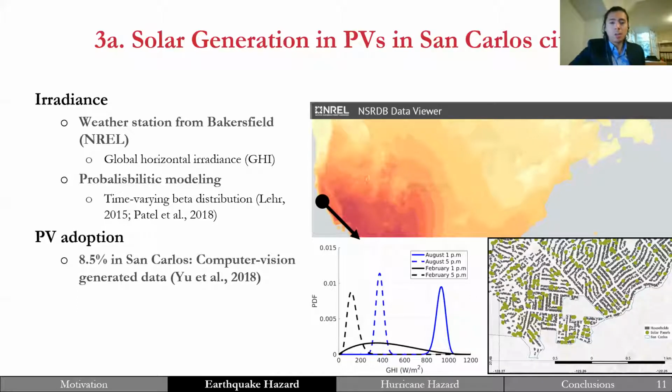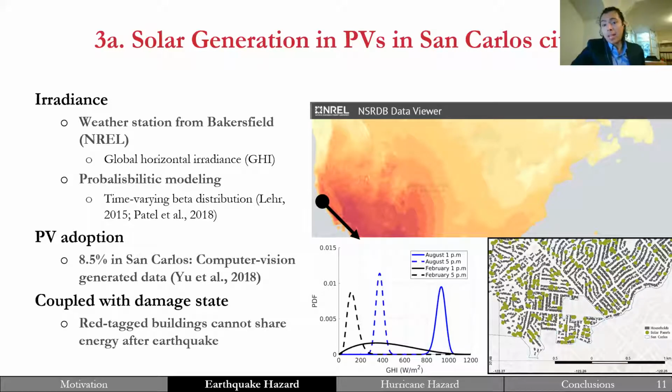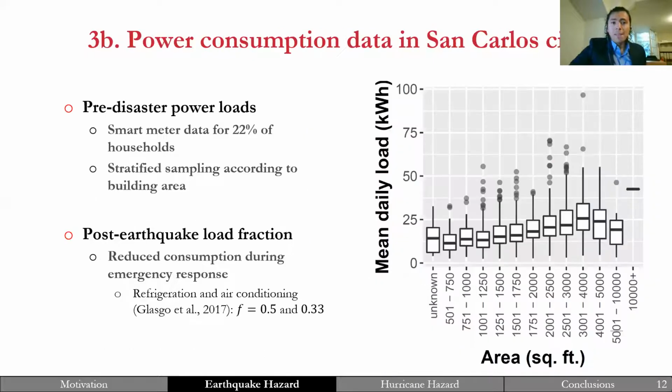So we use that also in our analysis, and we saw that in San Carlos, only close to 8.5% of houses had solar panels, which is still, I think, a low adoption. And then we coupled that with damage state. Basically, we said that if the house is red tagged, then you're not going to be able to get power out of the house. And that's one side. The other side is the demand.